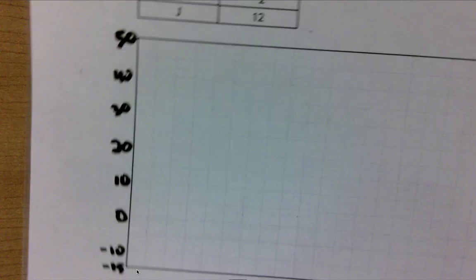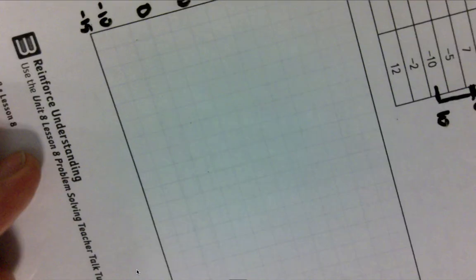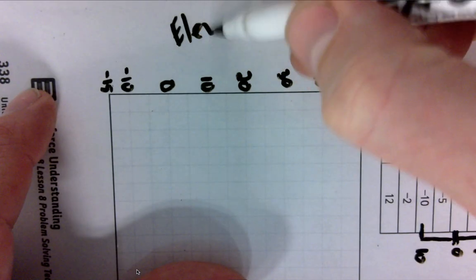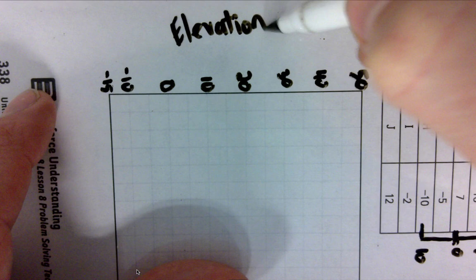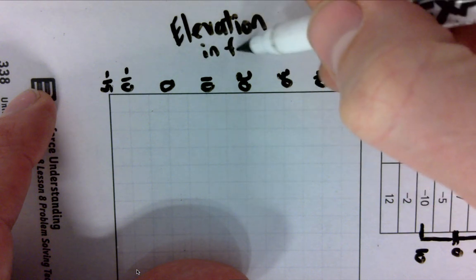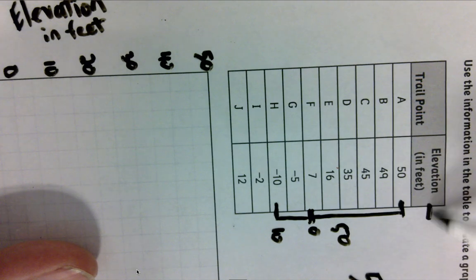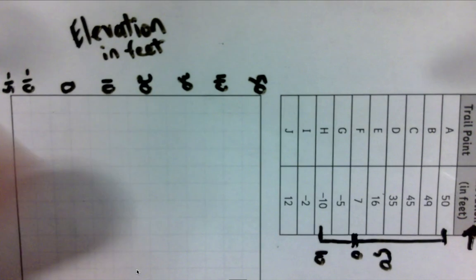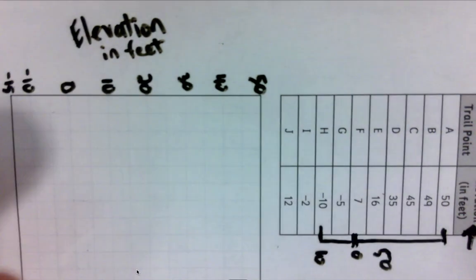So again, we can change that over here and put that title: Elevation in feet. That came from right here. That's our title for that y-axis going up and down that's dependent upon what part of the trail we're on. So down here then, let's put down that.